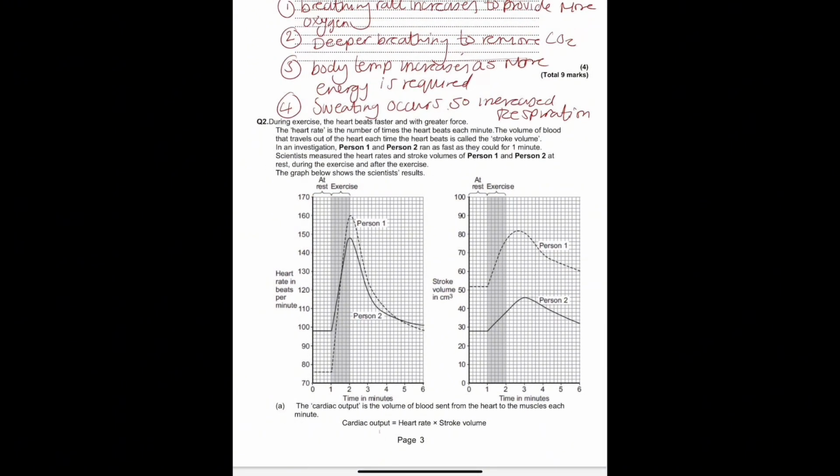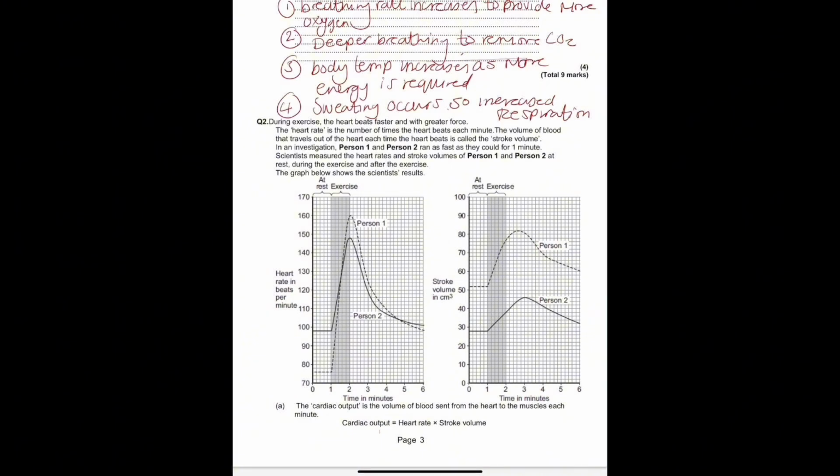It's quite a long question. During exercise, the heart beats faster and with greater force. The heart rate is the number of times the heart beats each minute. The volume of blood that travels out of the heart each time the heart beats is called the stroke volume. In an investigation, person 1 and person 2 ran as fast as they could for 1 minute. Scientists measured the heart rates and stroke volume of person 1 and person 2 at rest, that's when they were not exercising, and then during the exercise and after the exercise. The graph below shows the scientists' results.